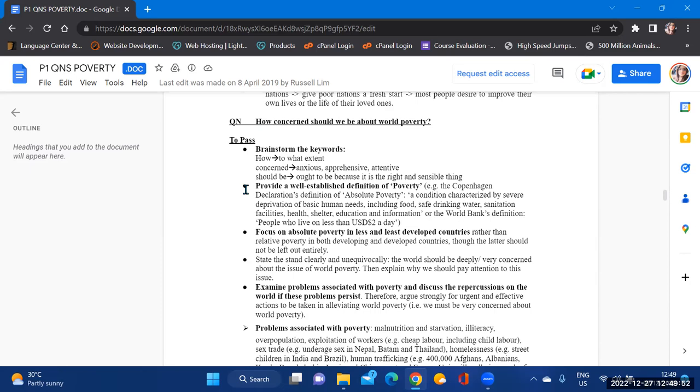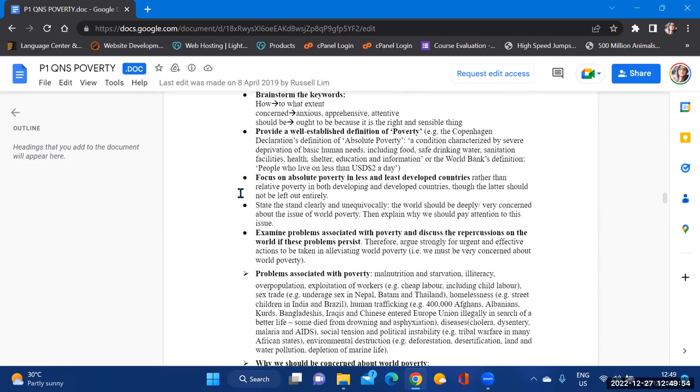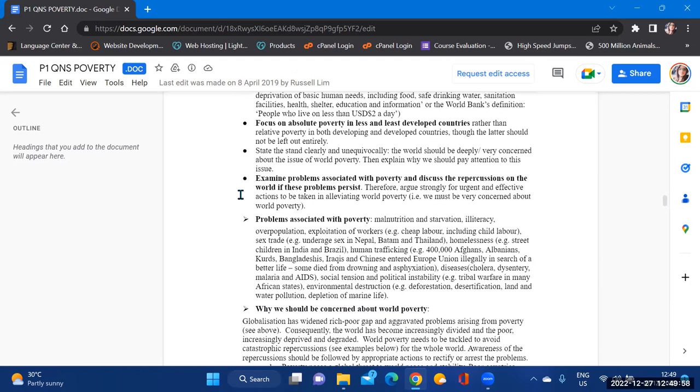Or the World Bank's definition, which can change from time to time. Focus on absolute poverty in less and least developed countries, rather than relative poverty in both developing and developed countries, though the latter should not be left out entirely. State the stand clearly and unequivocally or unambiguously: the world should be deeply or very concerned about the issue of world poverty.